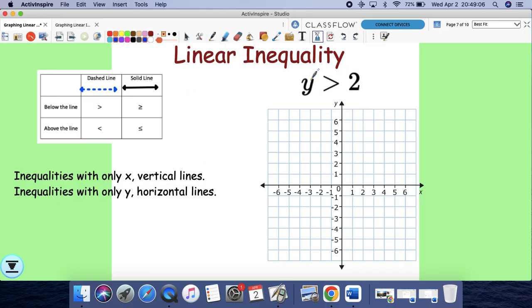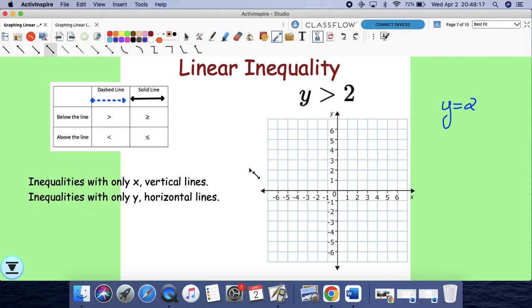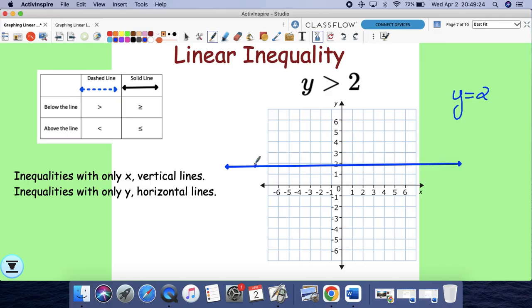Before we graph the area where all the y values are greater than 2, let's understand where y equals 2 is. y equals 2 is this line. It's a horizontal line where all the y values are 2. So here is that line. And if you were to pick points on this line, any point on this line, you would have, for example, (2, 2), (3, 2), (4, 2), (-1, 2). Every single point, the y value would be 2.